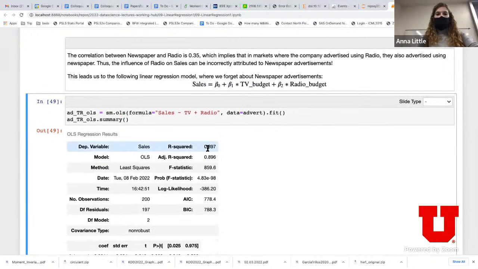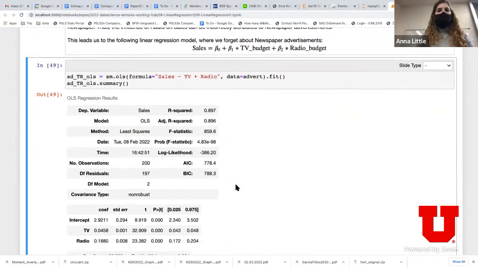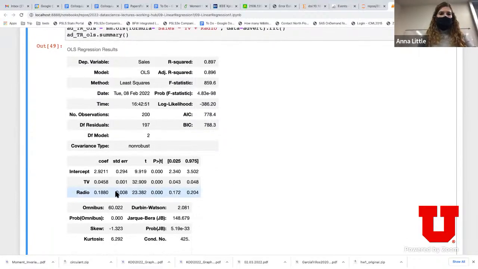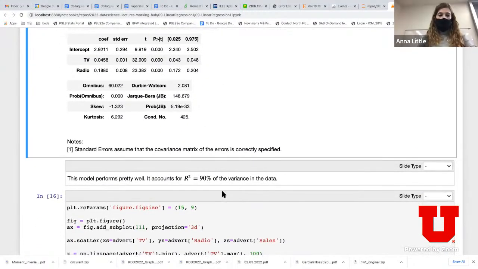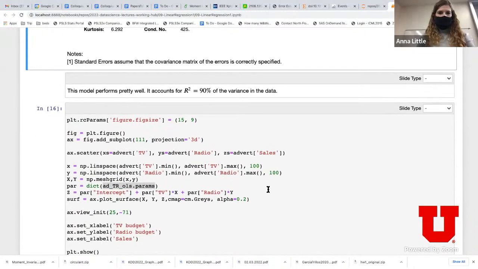And here we see, again, an R squared of about 90%. So we took that one variable out and it didn't change the R squared, right? Our R squared is still as good as it was before, and our model is simpler. And now in this simpler model, we see that both of our variables have significant coefficients. Okay, so it's working pretty well. It accounts for 90% of the variance in the data.